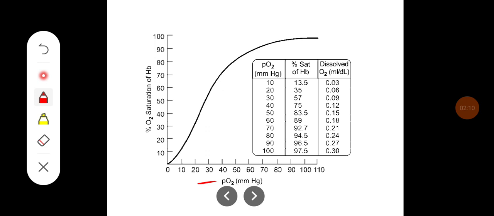So initially it is linear, and as the partial pressure increases from 20 to 40, there will be a drastic change in the affinity for the oxygen to hemoglobin. And then after 60, from the 60 mmHg partial pressure, the saturation is not going to change much, it remains plateau.